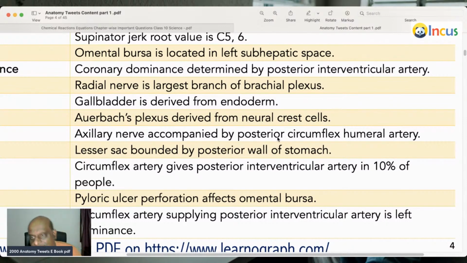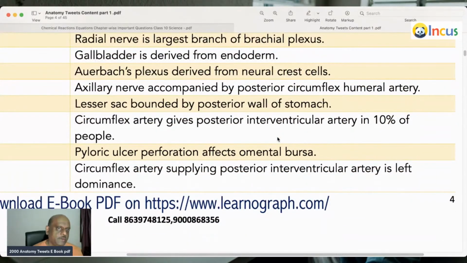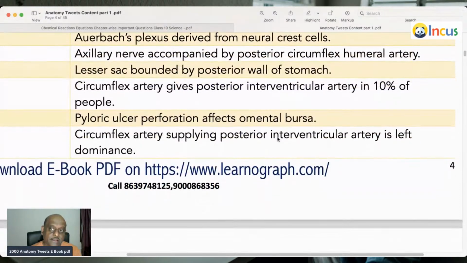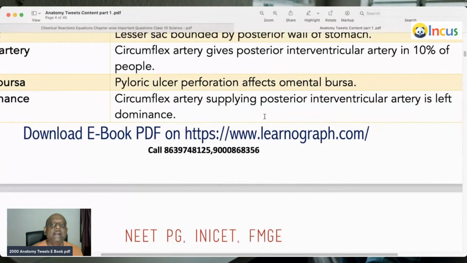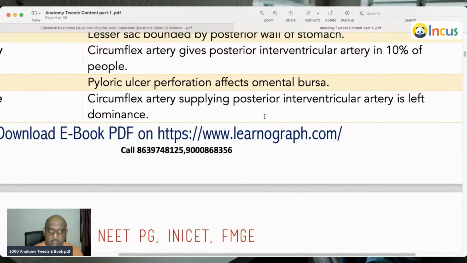Axillary nerve. It is the axillary nerve which accompanies the posterior circumflex humeral artery. As I told you, the lesser sac is bounded by the posterior wall of the stomach. Now, the posterior interventricular artery can arise from the right or left coronaries. But the circumflex artery can also give rise to the posterior interventricular artery in about 10% of people. Any pyloric ulcer perforation affects the omental bursa, is what you need to remember.